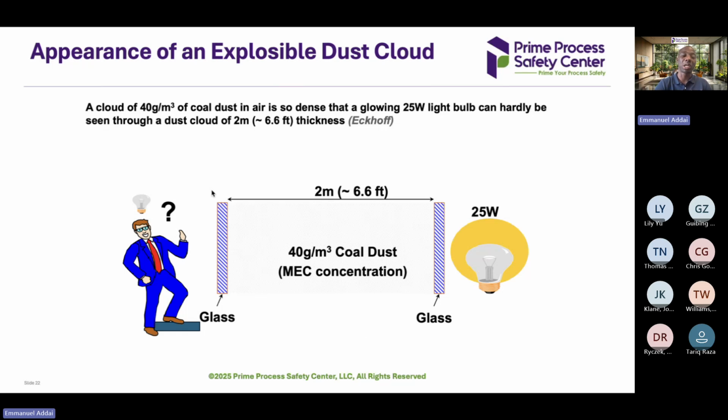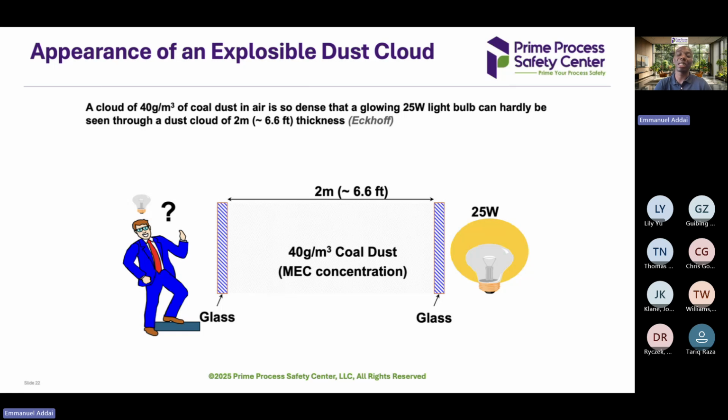There was a rule of thumb from Eckhoff, and he indicated that if you have 40 grams per cubic meter of coal, and you have a 25 watt light bulb at 2 meters distance, you are not able to see through. This is coal, because coal dust is dark.